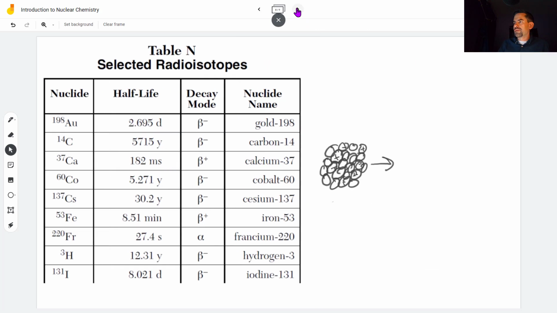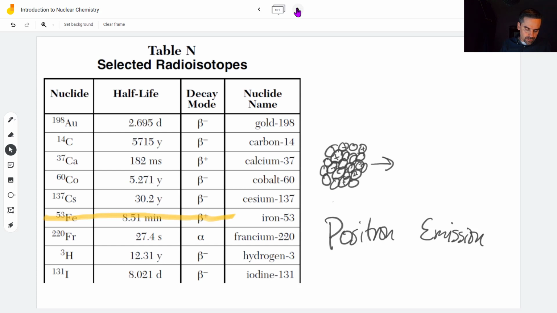And finally, our final one we're going to look at, our third one, is positron emission. What is a positron? Well, a positron is a positive electron. It's a particle that we really haven't talked about, but they do exist. There's some really funky particles out there. And so this would be a positron right here. The iron emits a positron.